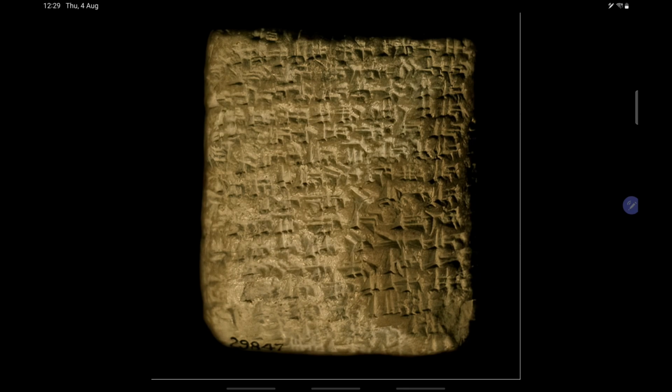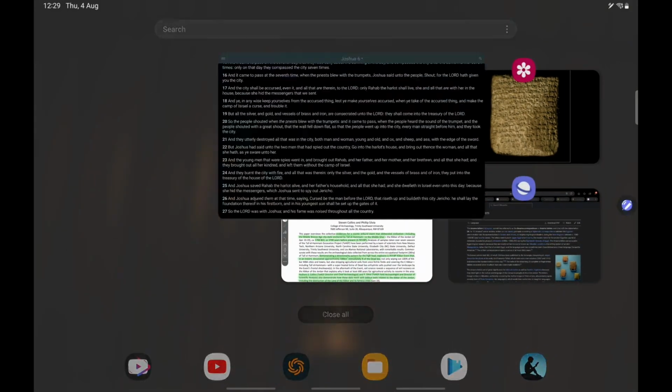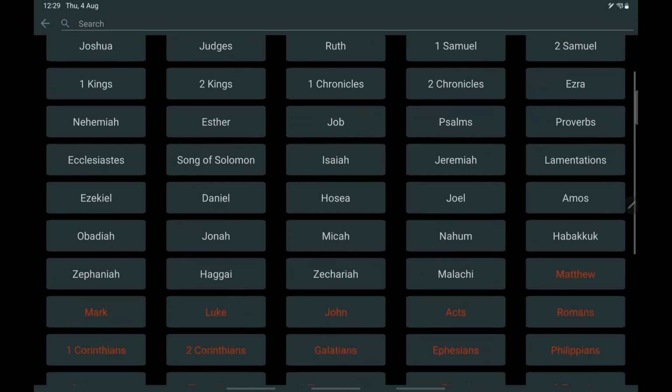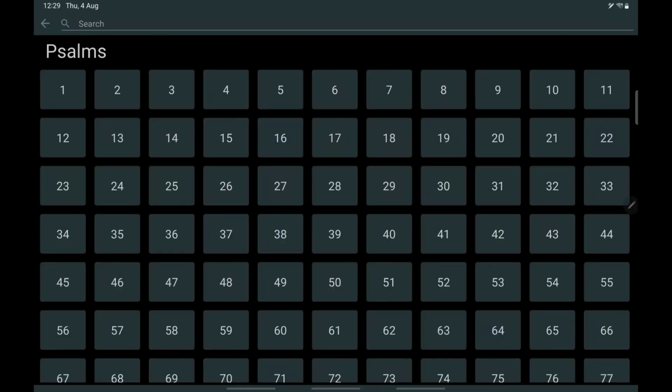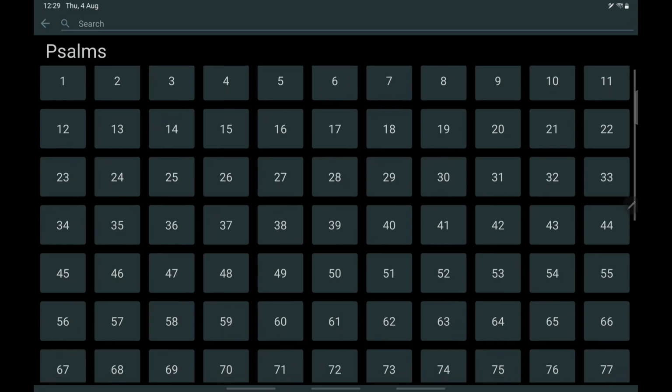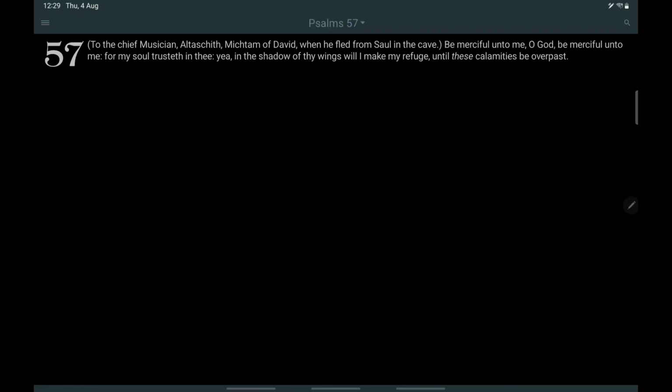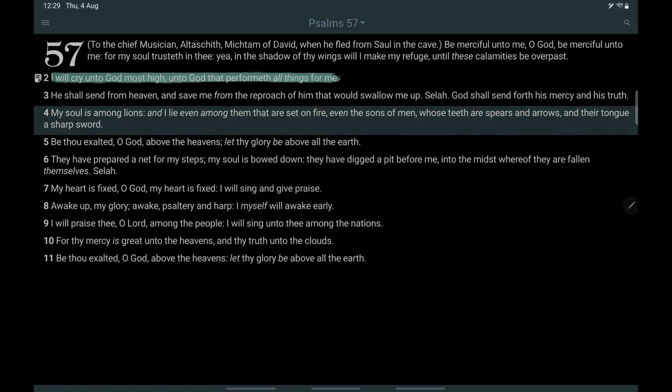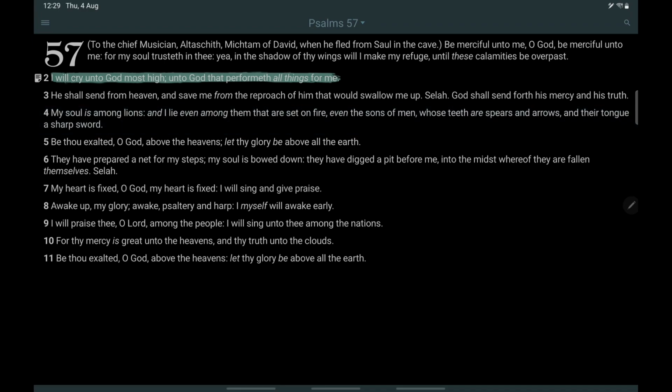The name Labaya is actually used to refer to Saul and his men in Psalms chapter 57 and verse 4. This is a psalm of David after he just fled from Saul in the cave. He says, "My soul is among lions." Lions here is the word Labaim, the plural. "And I lie even among them that are set on fire, even the sons of men, whose teeth are spears and arrows, and their tongue a sharp sword."